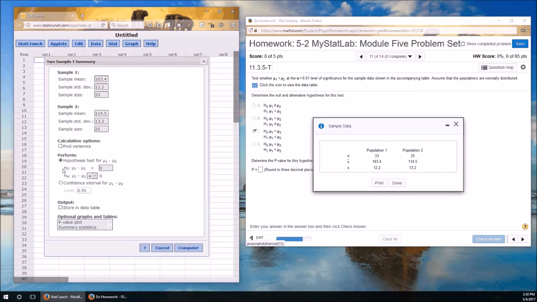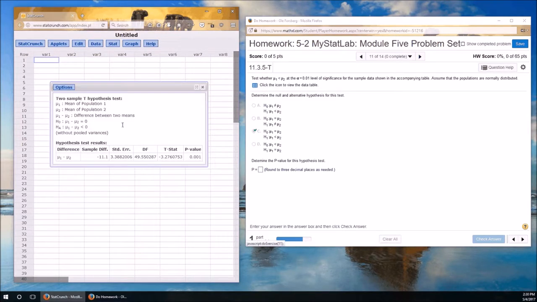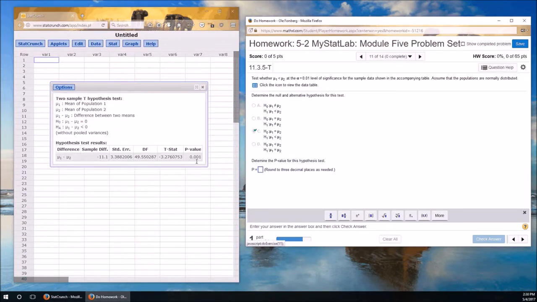We need to perform a hypothesis test. The null hypothesis is that the two means are equal, so they differ by zero. The alternative is that mu1 is less than mu2. Less than. And compute. There's the answer. P-value, 0.001.